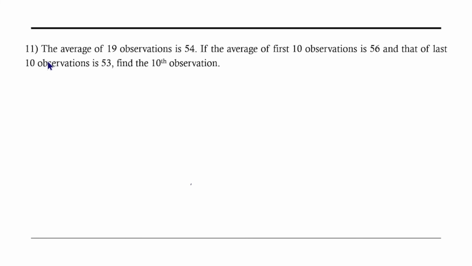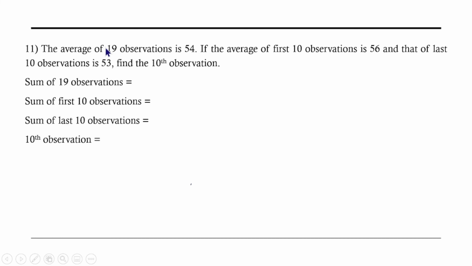The next question: the average of 19 observations is 54. If the average of the first 10 observations is 56 and that of the last 10 observations is 53, find the 10th observation. So it is given the average of 19 observations is 54, the average of the first 10 observations is 56 and of the last 10 is 53. We have to find the 10th observation.